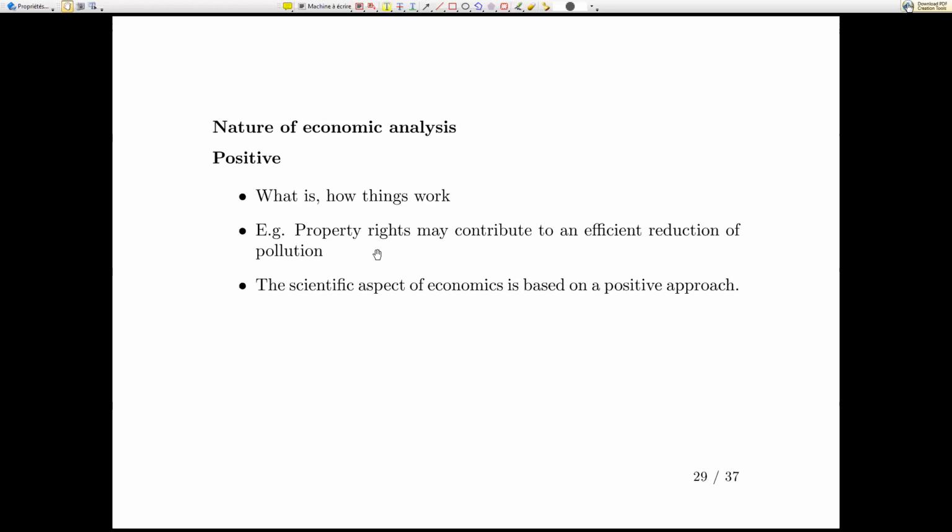For instance, in what concerns us, property rights may contribute to an efficient reduction, sorry, of pollution. You're going to see what we mean by this when we discuss Coase theorem and property rights. The scientific aspect of economics is based on it. Is economics a science or not? Who knows? We do our best. It's just we have hard data to deal with. People are unpredictable and complex, and societies are complex. But still, that's what we hope we're doing as much as possible.